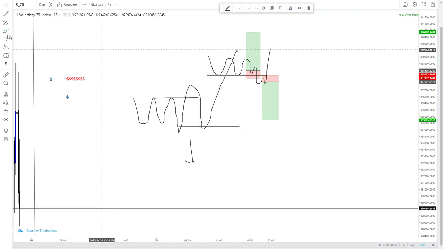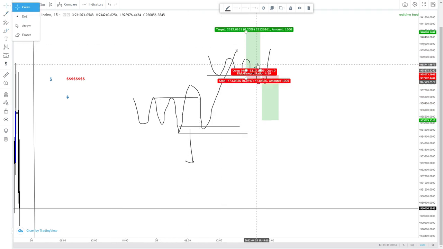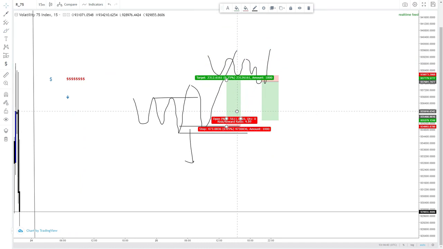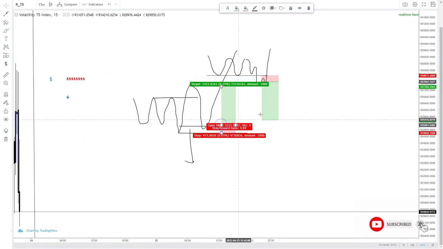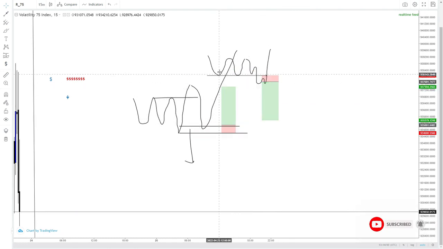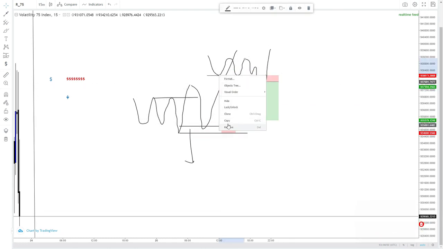So this is how this setup is going to work out, or this is how we are going to trade this setup as smart traders, right? This is how we make money with this concept, right?